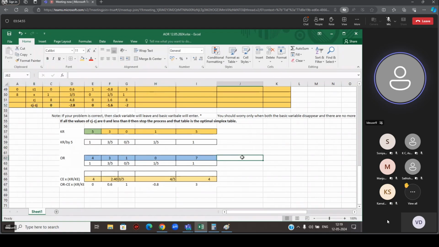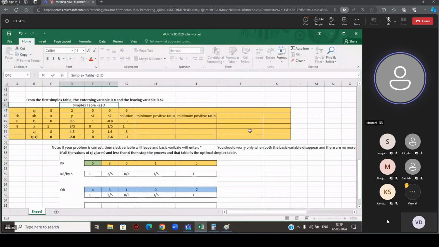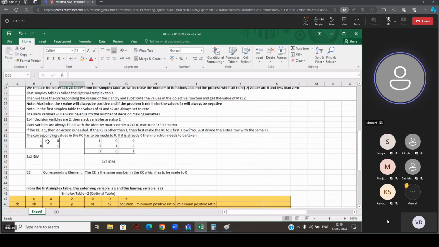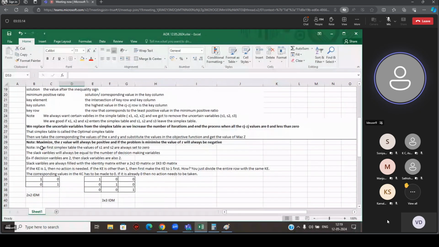Then what you need to do? Now simplex table 2 has become your optimal table. Now what you need to do? I told you, I have put it here. Take the values of x and y and substitute them in the function to get the value of max z.